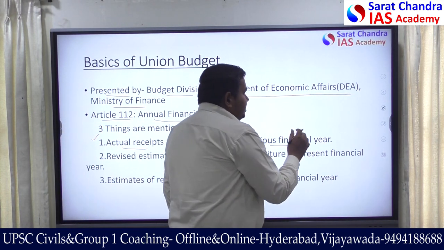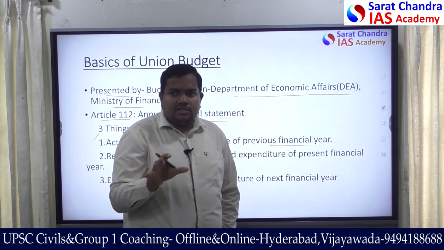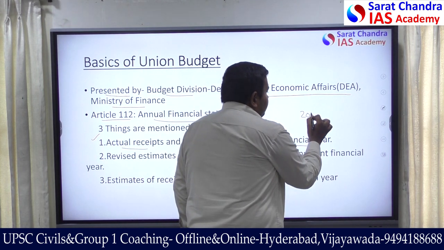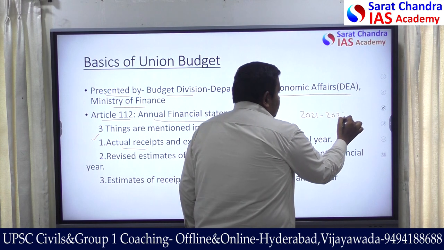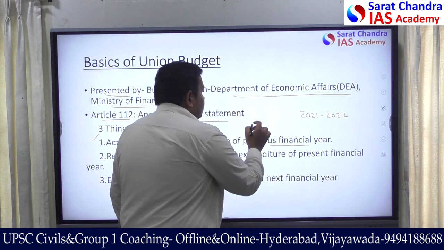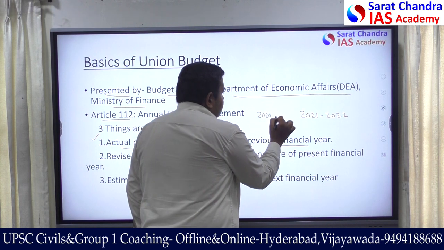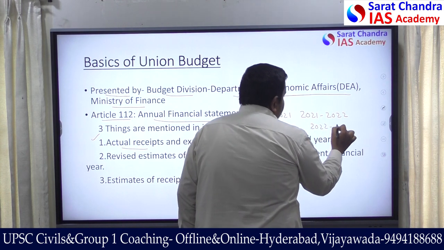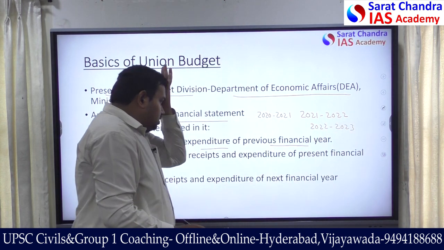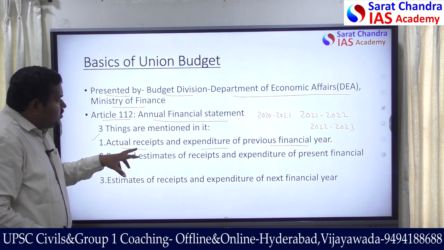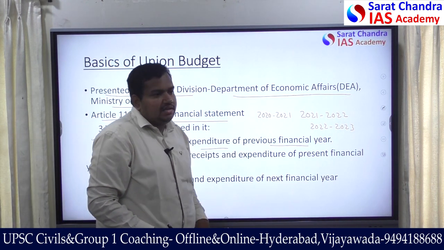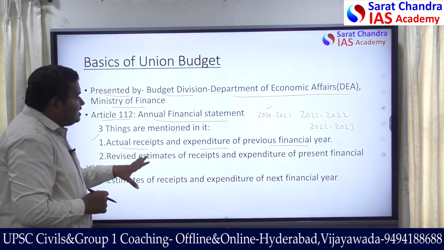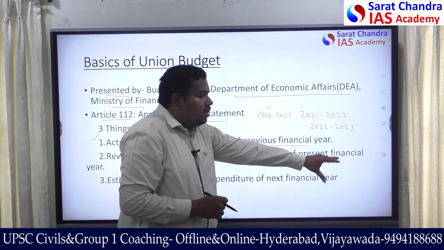So what is the current financial year? Even today we are in March only. So what is the current financial year? 2021 to 2022. Previous financial year means 2020 to 2021. Next financial year will be 2022 to 2023. So in the budget, what will be mentioned? Actual receipts and expenditure of the previous financial year. So what is the previous financial year? This. And along with that, revised estimates of the receipts and expenditure of the present financial year.